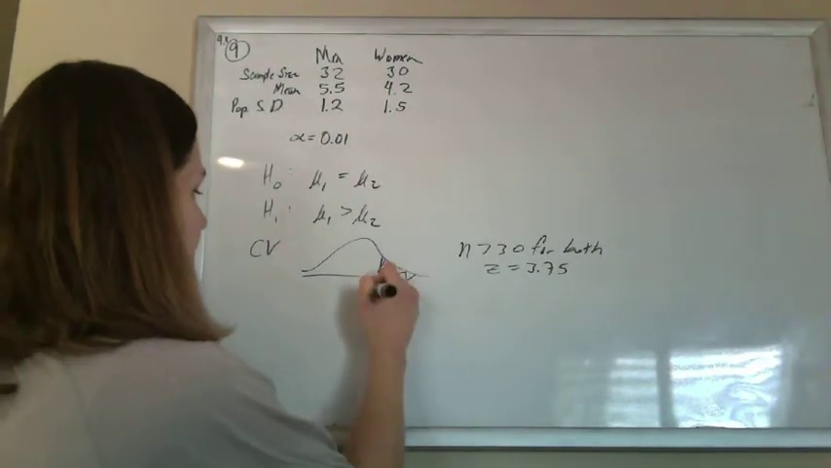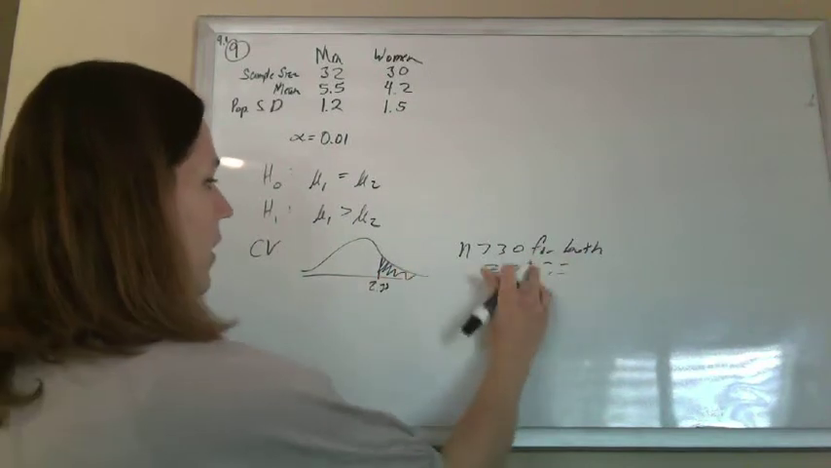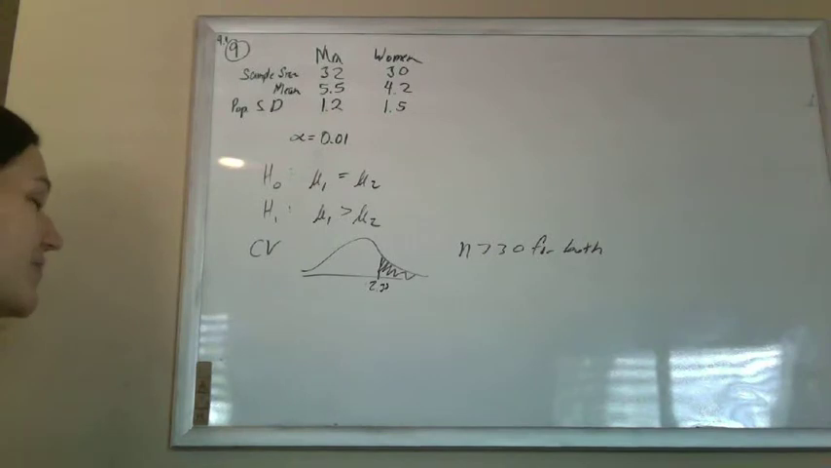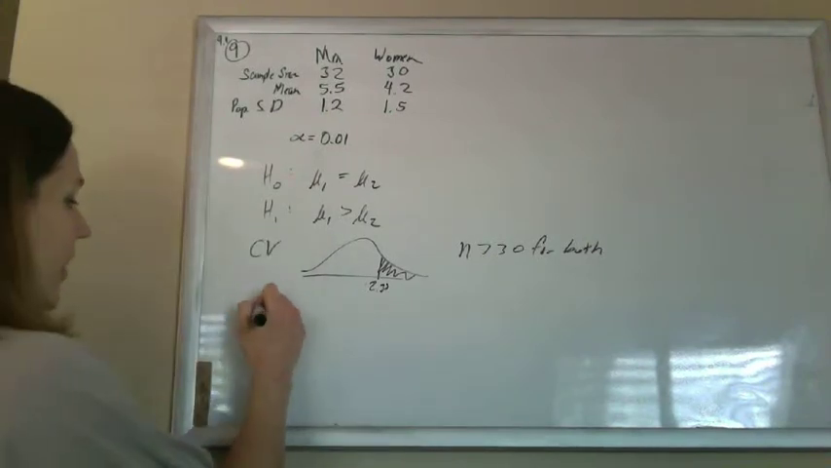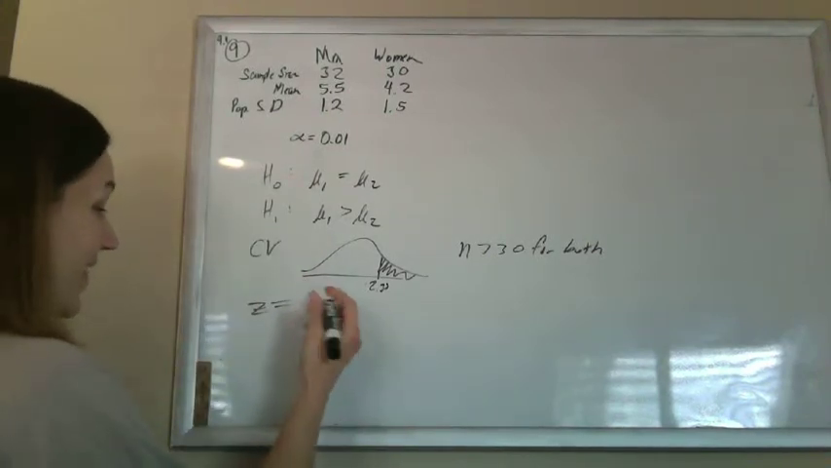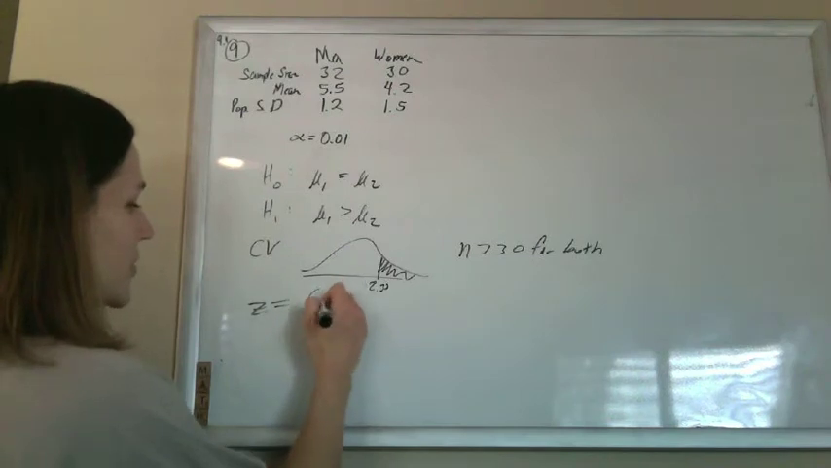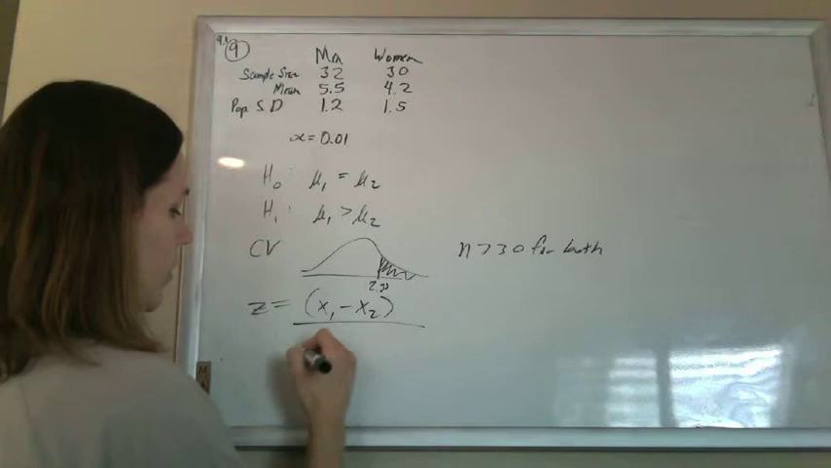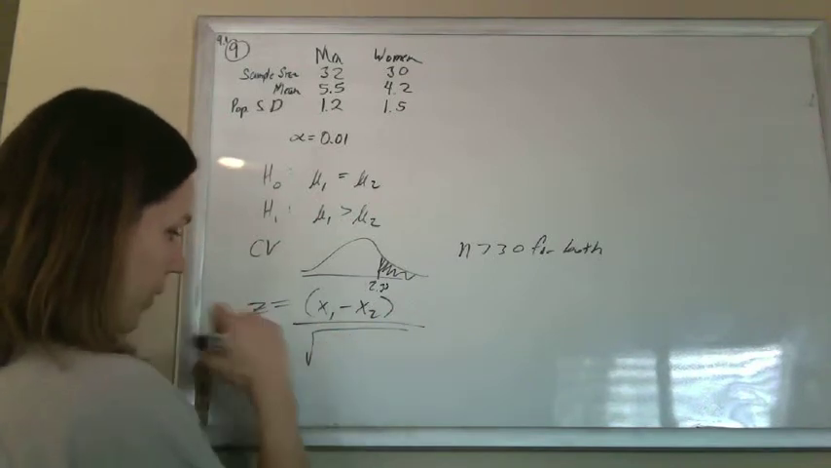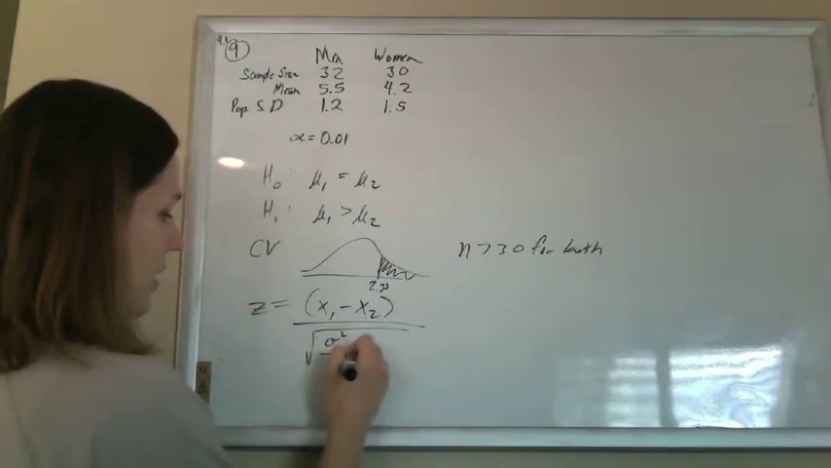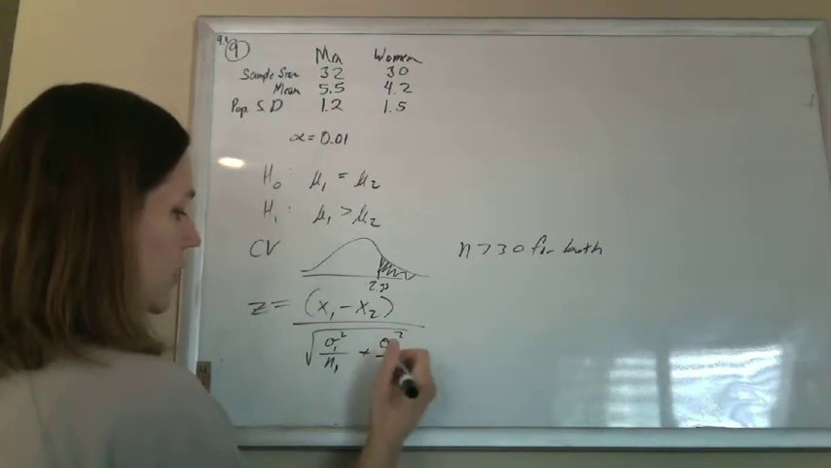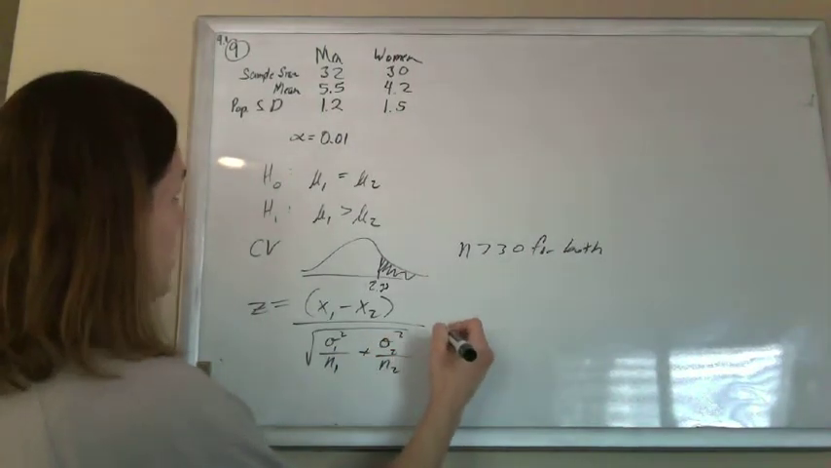This was the test stat that was coming later. I'm trying to skip the step. All right, 2.33. Good so far? Yes. Awesome. Now we need our test stat. If you have the two populations, it's going to be mean 1 minus mean 2 over the square root of the standard deviation for the first guy squared over his sample size, plus the standard deviation for the second one squared over his sample size.